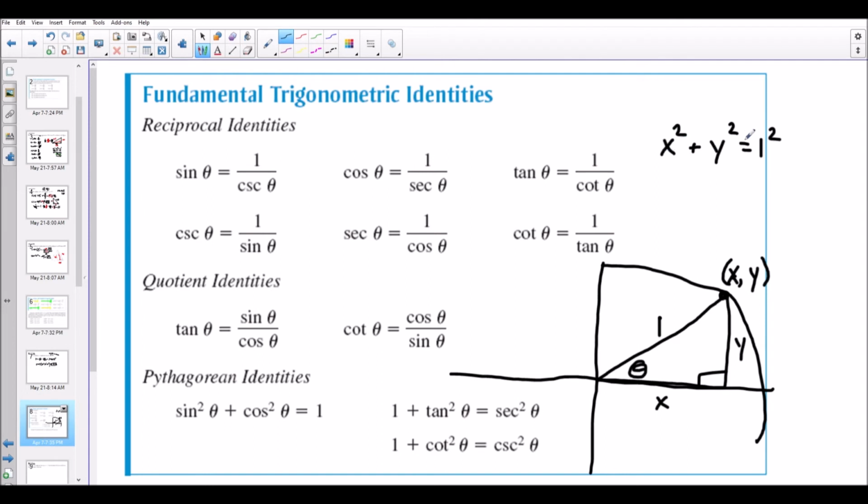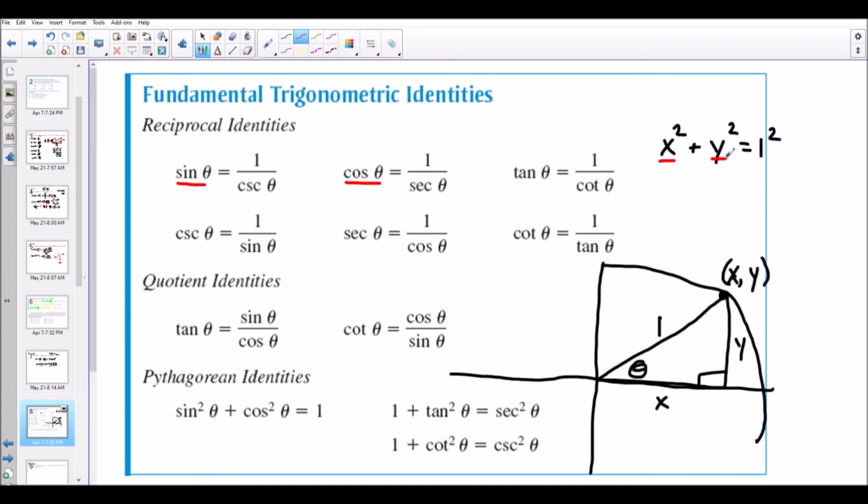X squared plus y squared equals 1 squared, or the radius squared. In this particular situation, this equation that we know is true based on the Pythagorean theorem, we can substitute in for x and for y, because x equals cosine of theta and y equals sine of theta. So if you substitute these in, you get cosine squared plus sine squared equals 1 squared, or just 1, because 1 times 1 is 1.